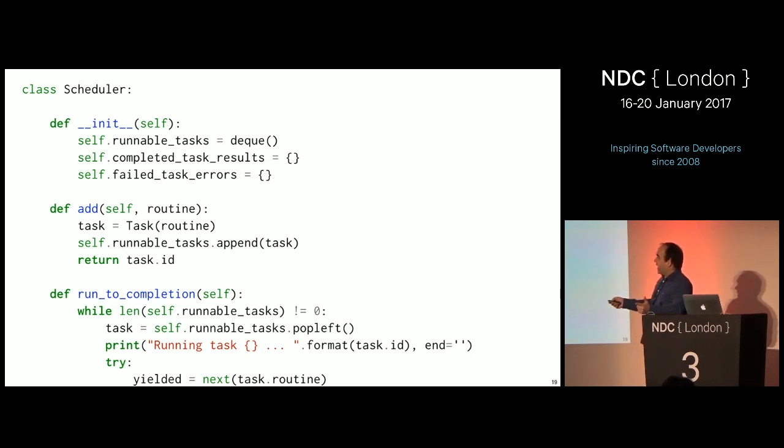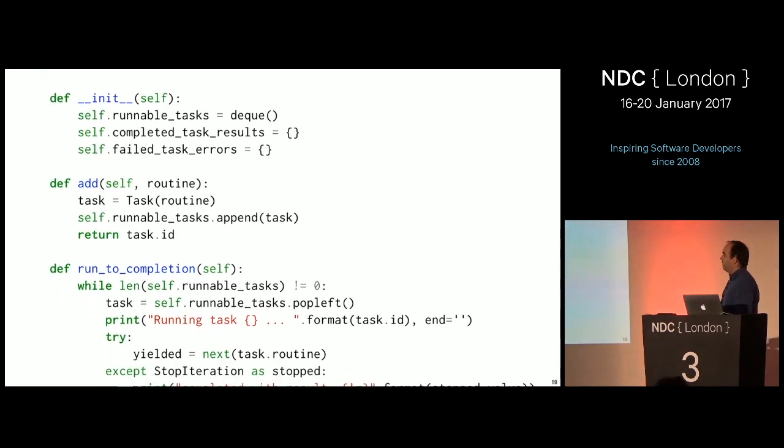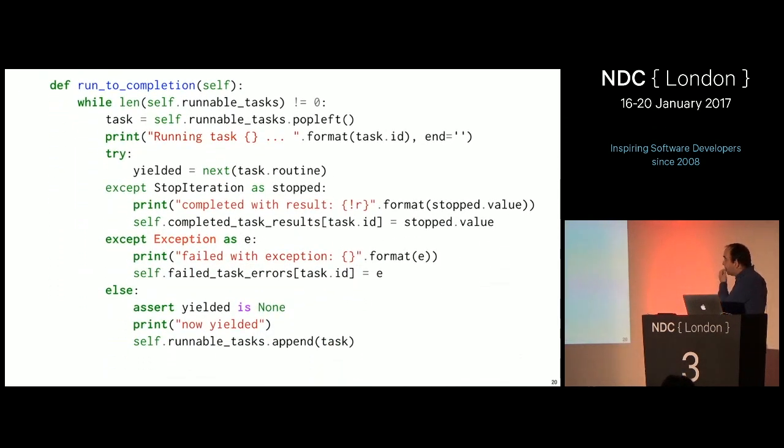We have a function add for a routine, which is essentially a wrapper. It wraps the routine in a task and adds the task to the queue and returns the task ID. Yeah, extremely simple. And then we have this function here, run to completion, which actually is going to run the tasks. This is kind of simple, and it has a certain elegance to it, I think.